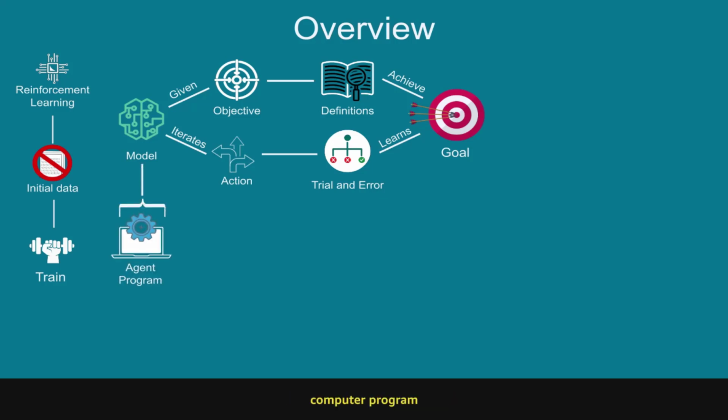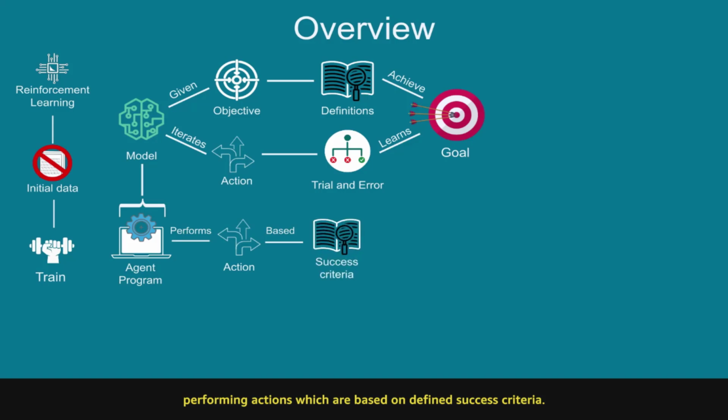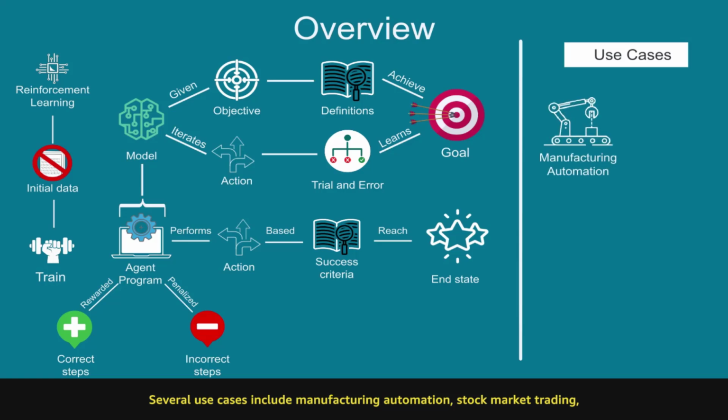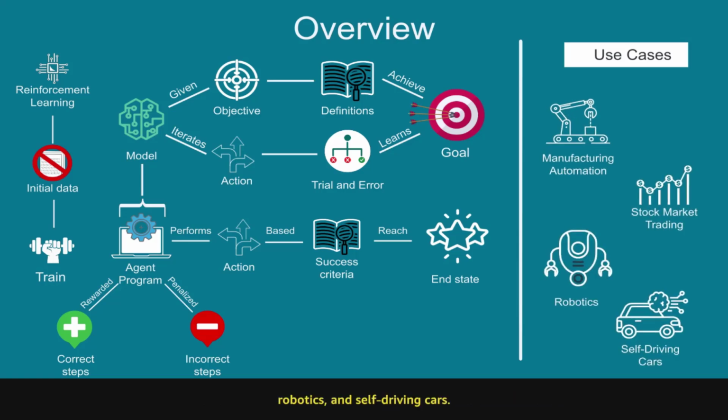The model consists of an agent, a computer program, performing actions which are based on defined success criteria. The agent is rewarded for correct steps and penalized for incorrect steps until eventually an end state is reached. Several use cases include manufacturing automation, stock market trading, robotics, and self-driving cars.